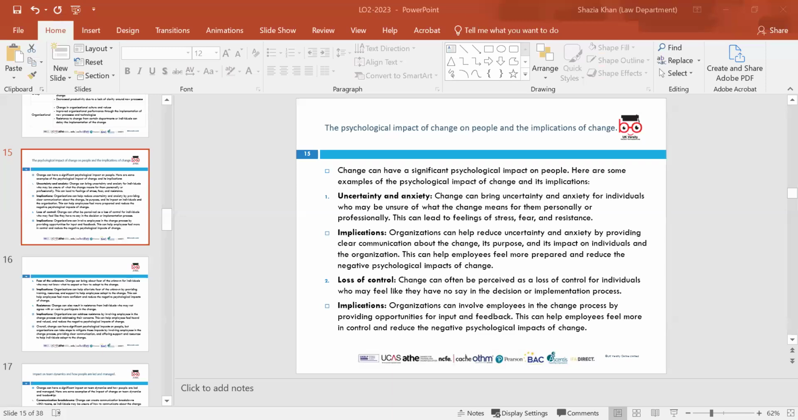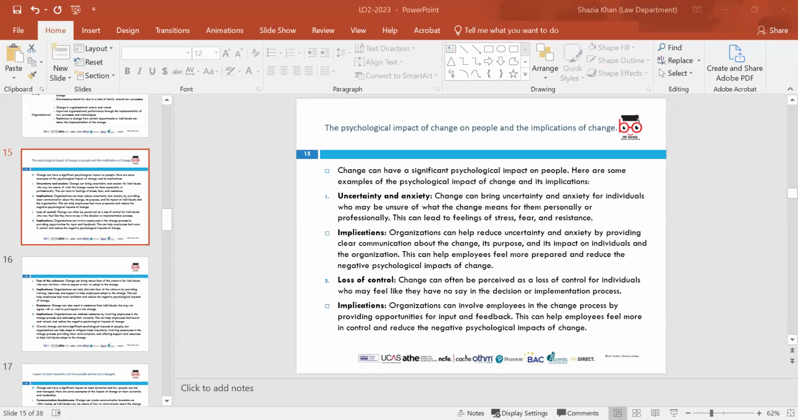We mentioned that change, as we said, is inevitable and it's part of our life. But some psychological changes that impact on change are things like uncertainty and anxiety. People become uncertain about what's going to happen. It could be their personal change, their emotional uncertainty. They could be resistant to change, they don't like that, and they could get stressed and fearful. So the implications as well, organizations can help reduce that anxiety by providing a good form of communication.